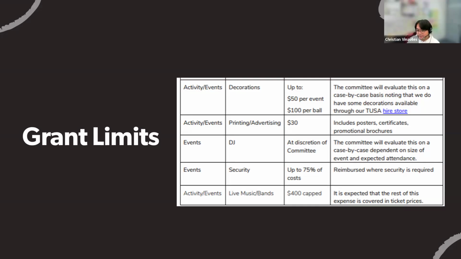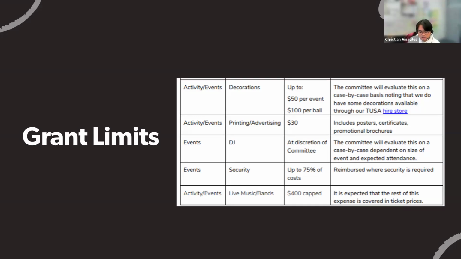And usually on campus, if you're running something with alcohol, you will need a minimum of 50 attendees before you would need to start inquiring about security.